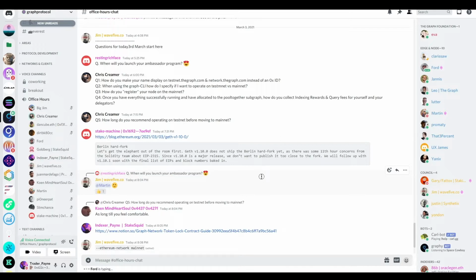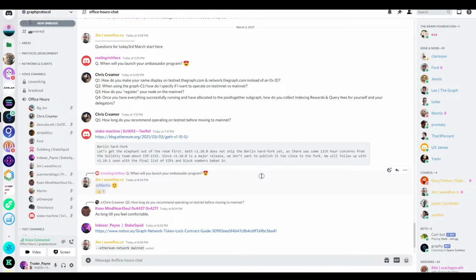How long is one epoch? One epoch is 24 hours approximately. It fluctuates because it's based on Ethereum blocks. Sometimes the blocks go faster, sometimes they're slower. So it's approximately 24 hours.